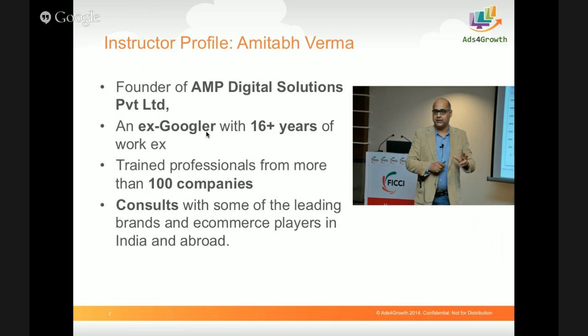And before Google, I was with ICICI Bank, in the credit card sales team, and my last role there was national head for value added services. In the last 1.5 years, I've trained people from more than 100 odd companies and consulted with some of the brands and leading e-commerce players in India and abroad. So that's a little bit about myself. I think it's important to understand who you are listening from, so that you can also ask me any questions.